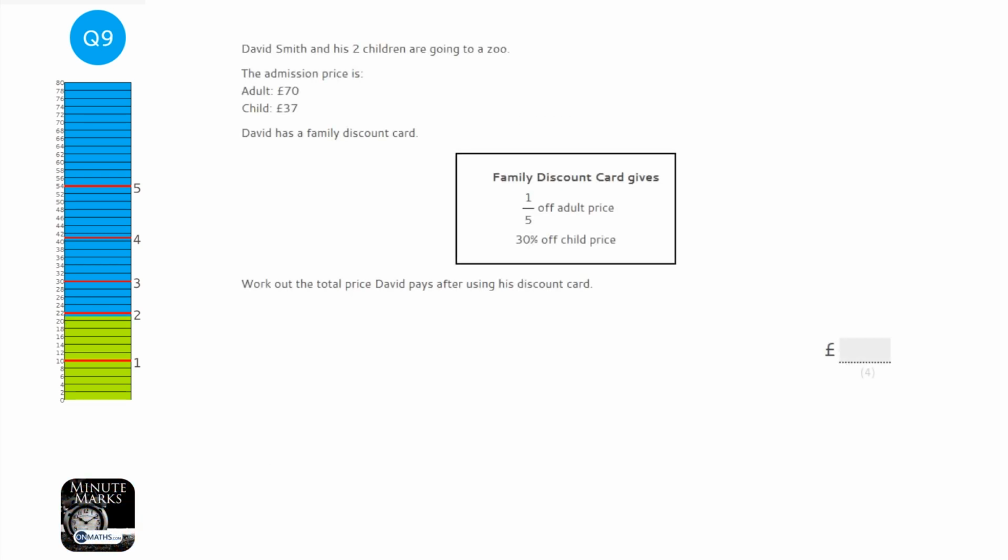Okay, so this question's about an adult and 2 children. So we've got David Smith and 2 children. So there's 1 adult and 2 children. But the prices shown are not quite right because there's a discount: a 5th off the adult price and 30% off the child price. So let's work out the adult price first.